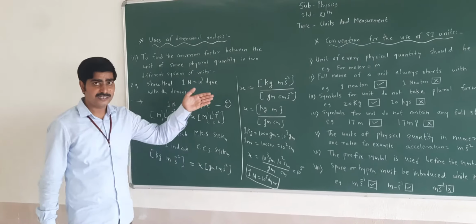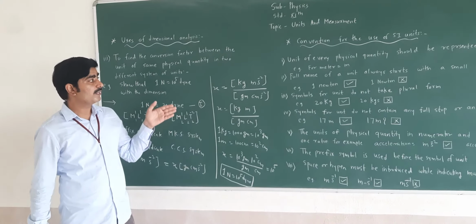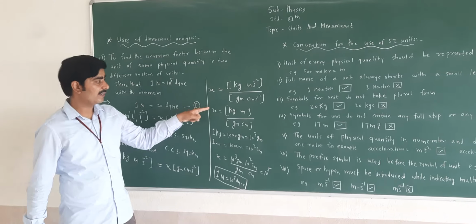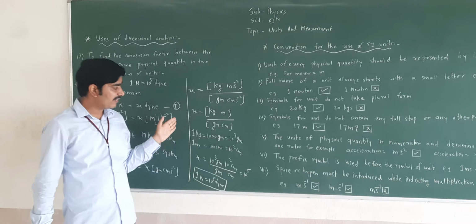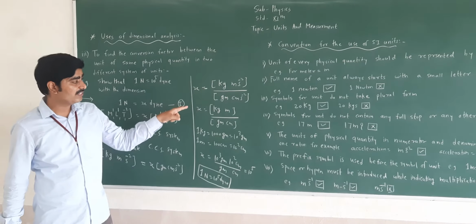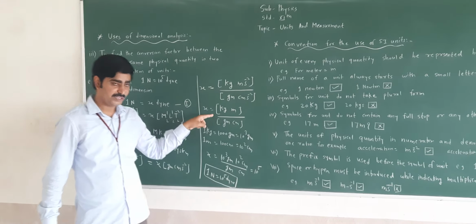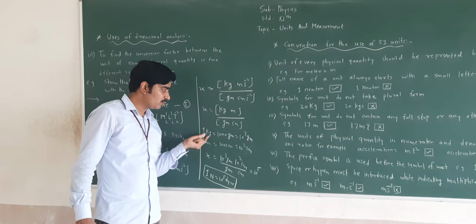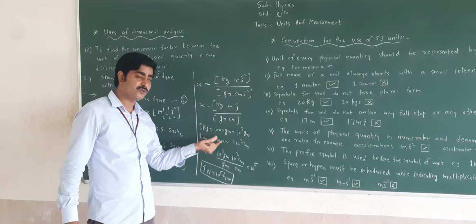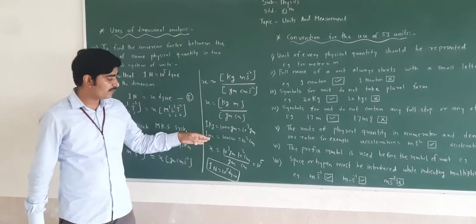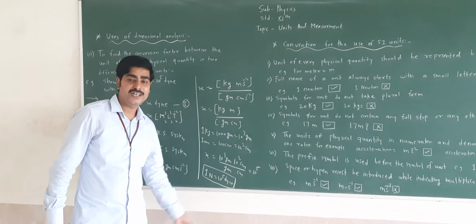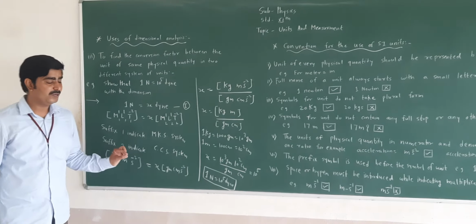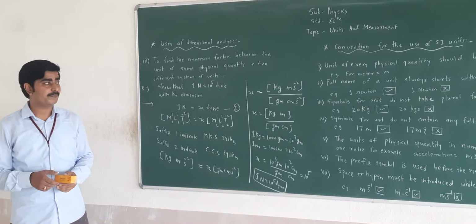Then x is equal to kilogram meter per second square upon gram centimeter per second square. So second raised to minus 2 will get cancelled there. And finally we are getting x is equal to kg meter upon gram centimeter. 1 kg is equal to 10 raised to 3 gram and 1 meter is equal to 10 raised to 2 centimeter. If we substitute these values, the gram and the centimeter will get cancelled there. And finally we have got the relation: 1 Newton is equal to 10 raised to 5 dyne.